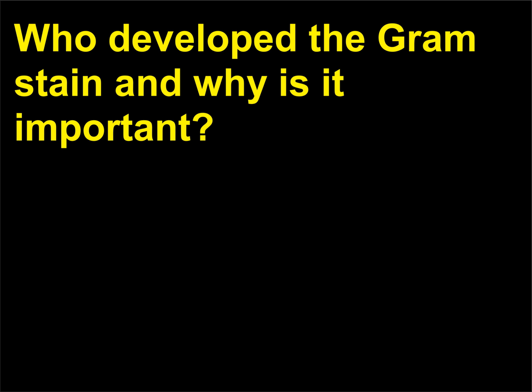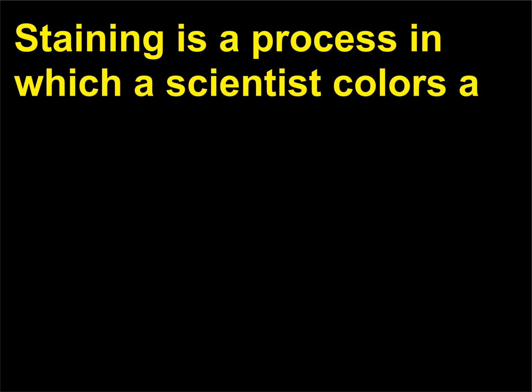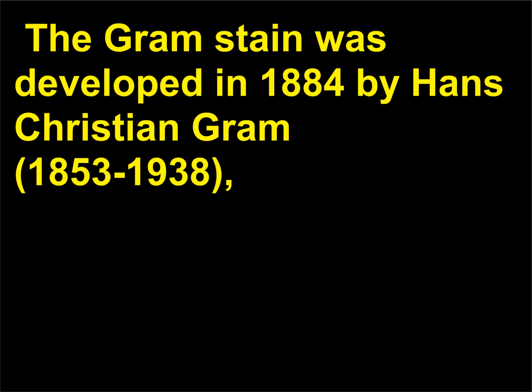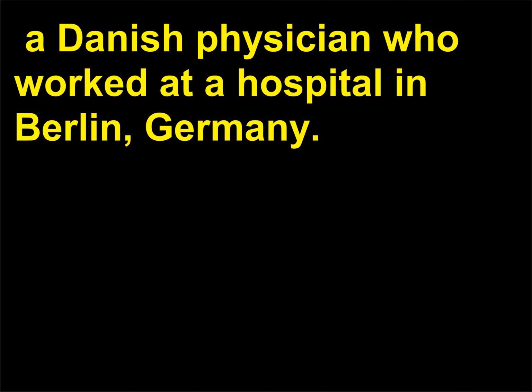Who developed the gram stain and why is it important? Staining is a process in which a scientist colors a microorganism with a dye that emphasizes certain structures. The gram stain was developed in 1884 by Hans Christian Gram, 1853 to 1938, a Danish physician who worked at a hospital in Berlin, Germany.